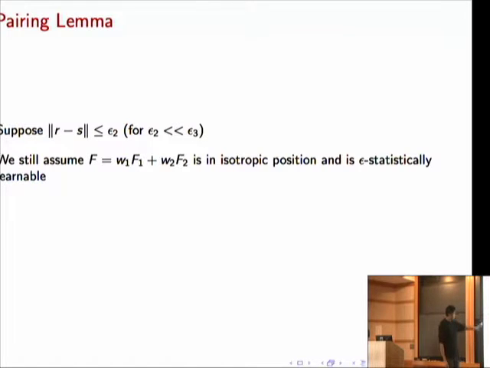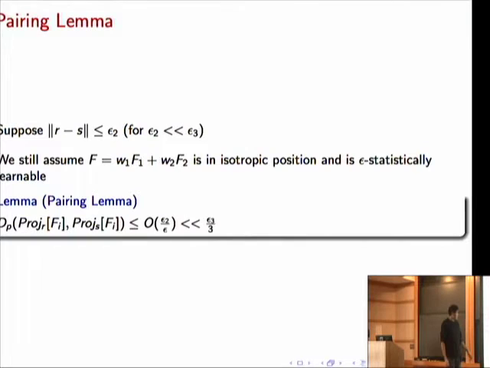The idea is now, we still make the same assumptions. F is in isotropic position and is epsilon statistically learnable. Then it turns out that if you take, say, F1 and you project it onto r, whatever that univariate Gaussian is, its parameter distance from F1's projection on s isn't too large. It's at most epsilon2 over epsilon, which we can make much smaller than, say, epsilon3.